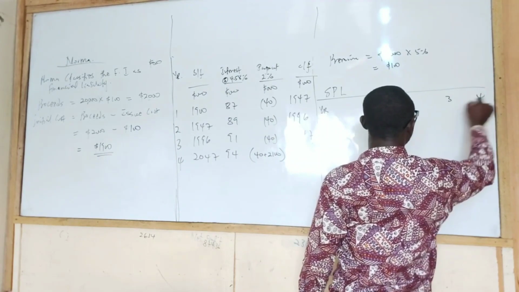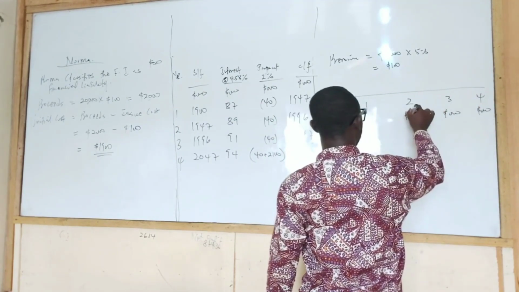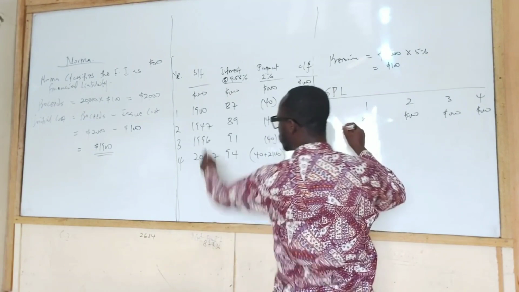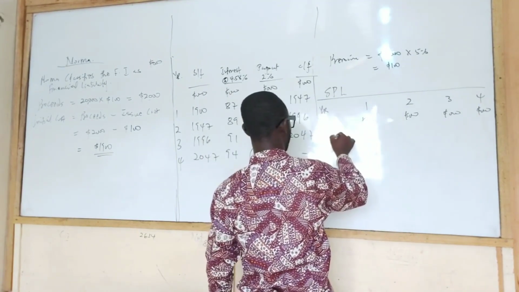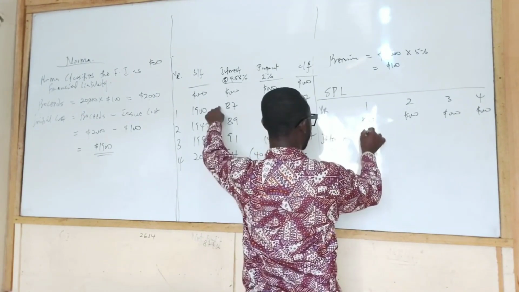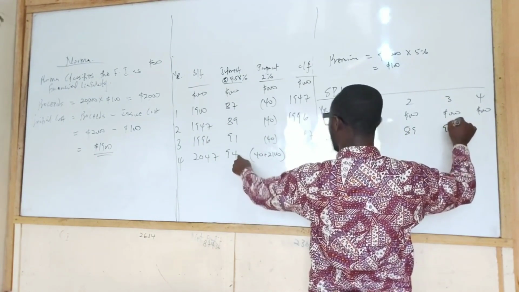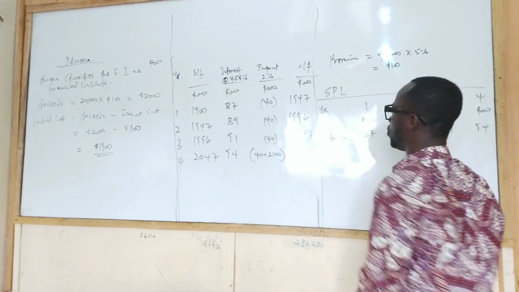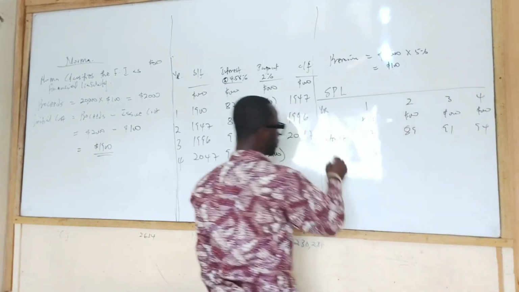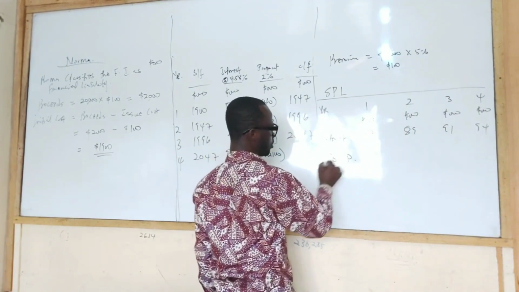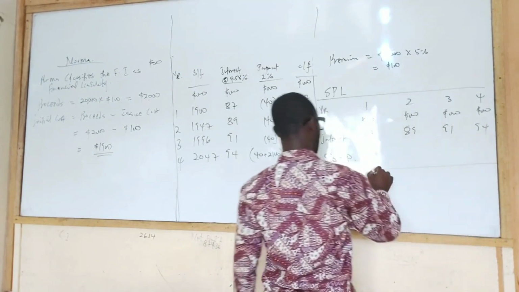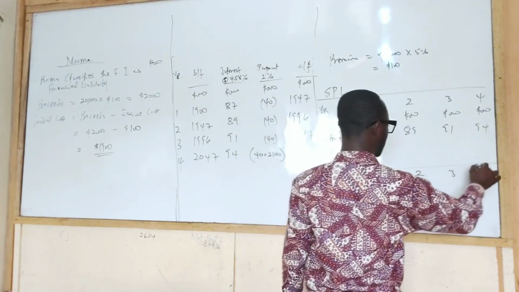Now what comes in the statement of profit or loss? The interest. So we go 87, 89, 91, and then 94. Then we come to the statement of financial position. Year 1, year 2, year 3, year 4.